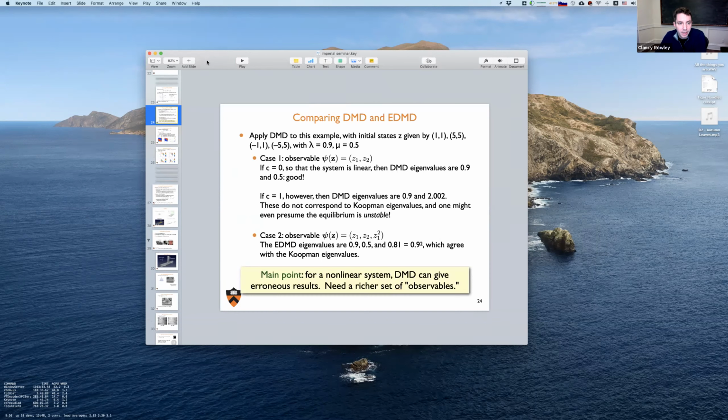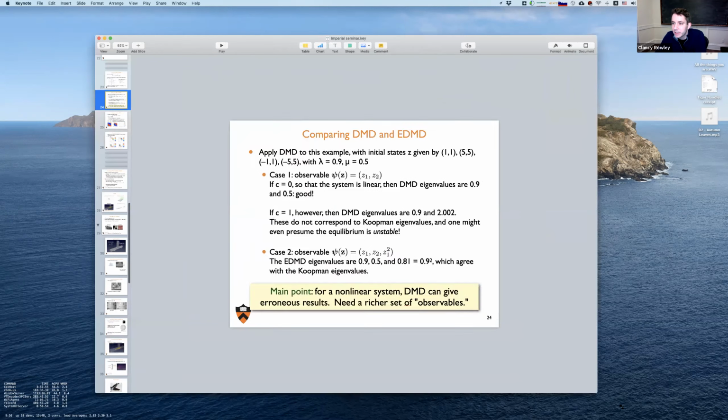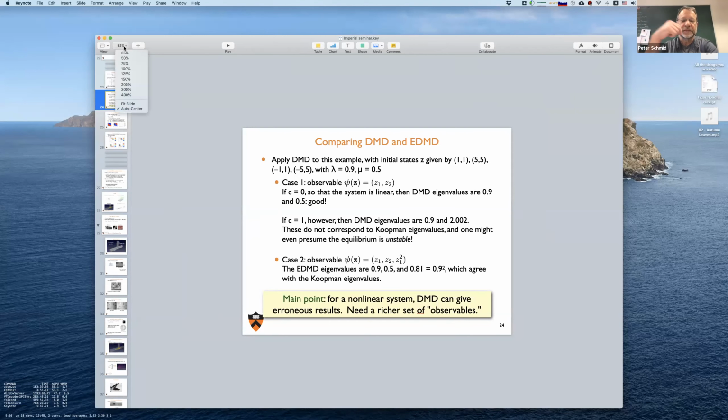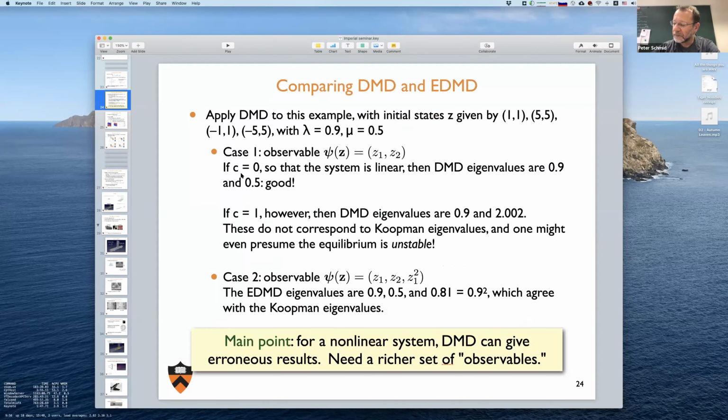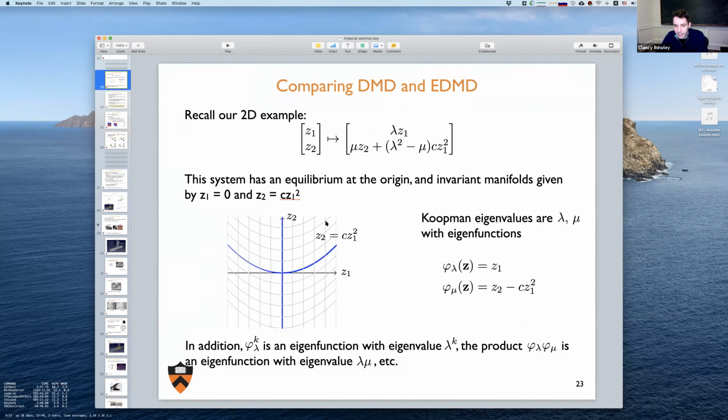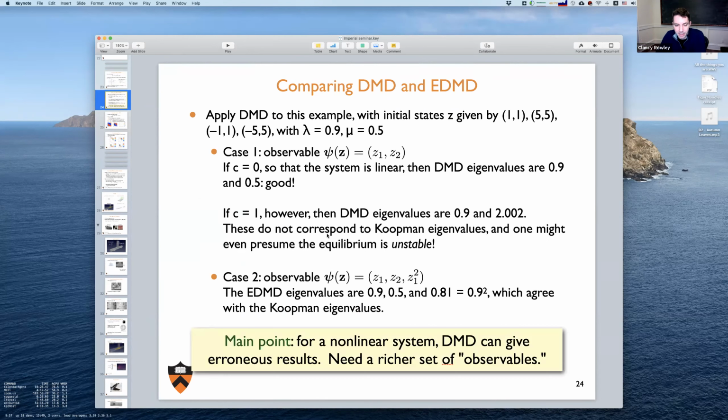So why Z1 squared? You can still see my screen, right? Yeah. Okay, so let me just make this bigger so it's easier to see. Why was Z1 squared the right thing to do? Well, we knew beforehand that this was the correct Koopman eigenfunction. The correct Koopman eigenfunction had a Z1 squared in it. So if you have the function Z1, the function Z2, and the function Z1 squared, then you can represent both of these as superpositions of those 3 functions, right? That's why Z1 squared was the right thing to add here.